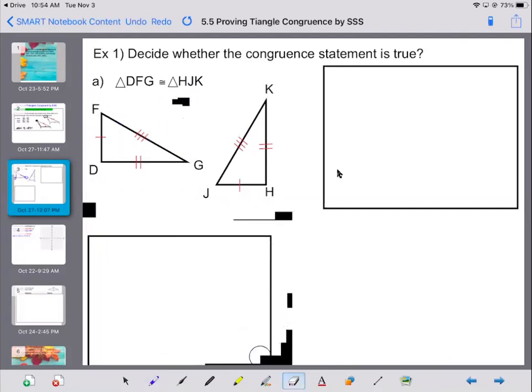Oh my goodness. I don't know what is going on here. I'll just erase that. Okay. So I would say, yes, this one is true. Let's look at the next one.